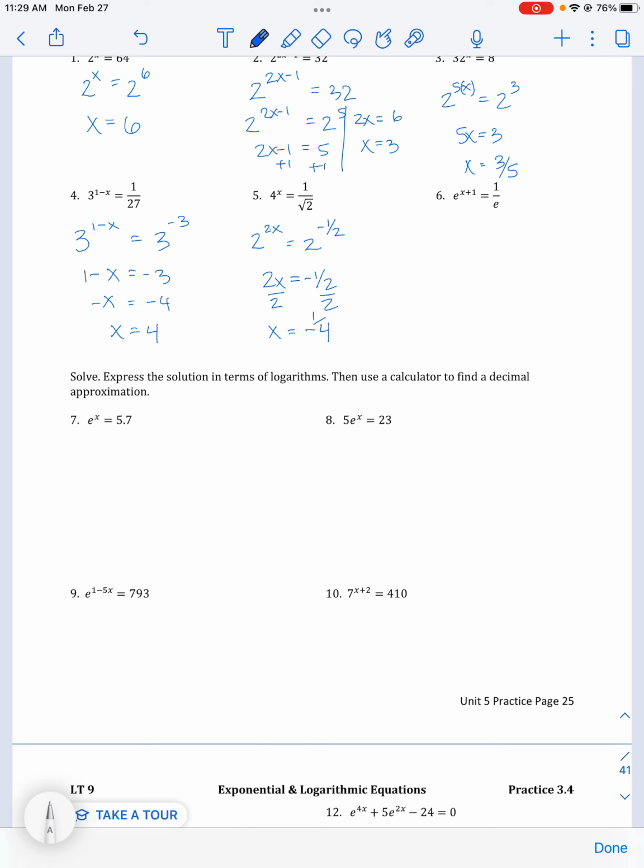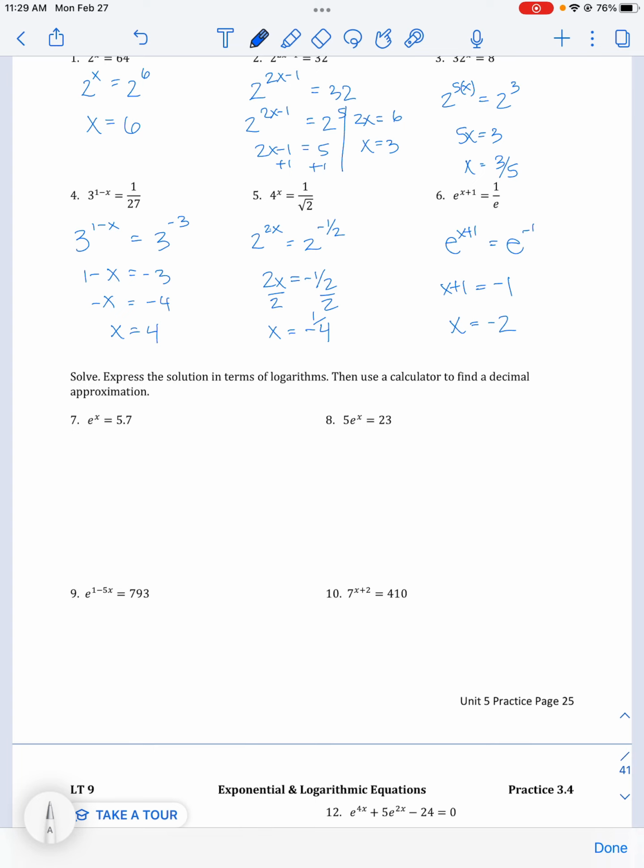So here we are with e to the x plus 1 equals 1 over e. Again, e to the x plus 1 equals e to the negative 1. I've got the bases on the left and right to be the same, and now I'm going to set the exponents equal to each other. So that means that x equals negative 2.